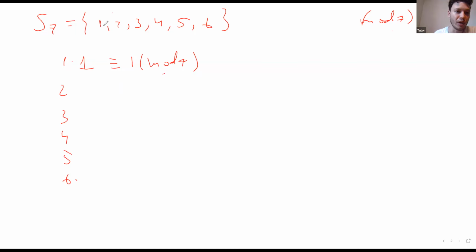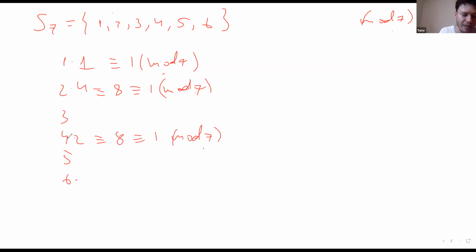For 2, I can multiply: 2 times 2 is 4, 2 times 3 is 6, 2 times 4, right? So if I do 2 times 4, I see that this is congruent with 8, and this is congruent with 1 mod 7. So this immediately tells me that 4 times 2 is also going to be congruent with 8, which is congruent with 1 mod 7, right? And then what else do we have? For 3, I cannot use 1, 4, or 2 because the modular inverse is unique, and the modular inverse of 1 is 1, the modular inverse of 4 is 2, and the modular inverse of 2 is 4.